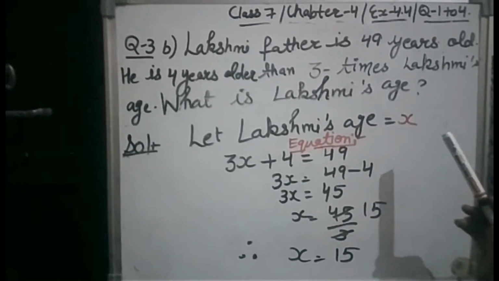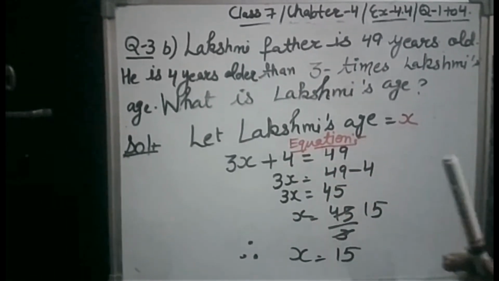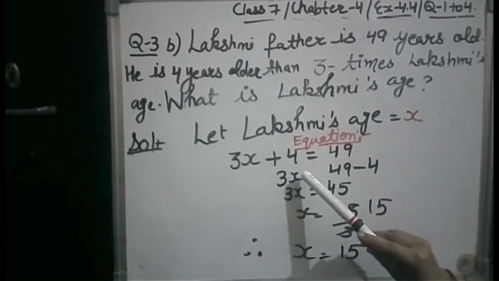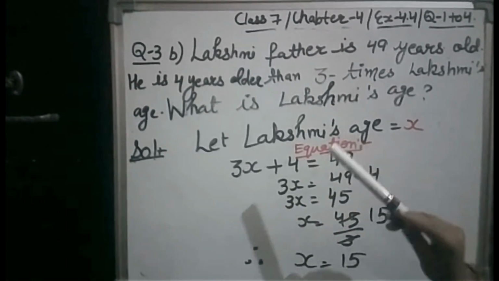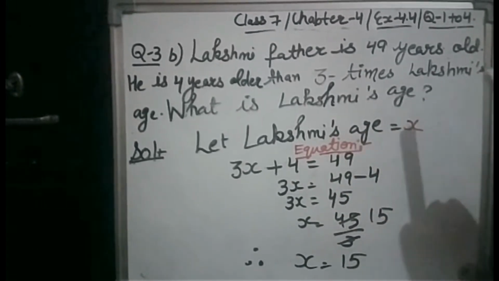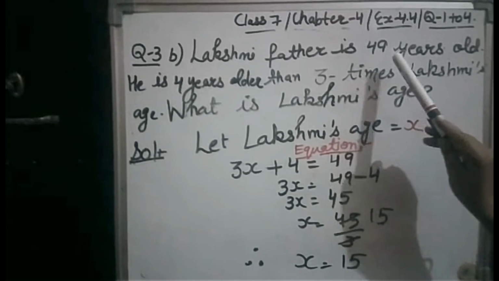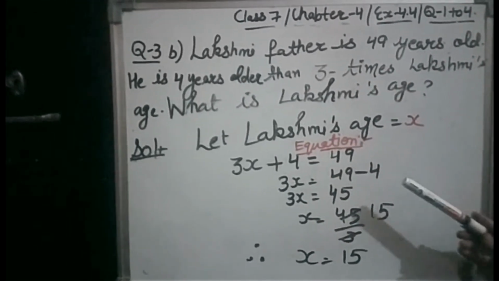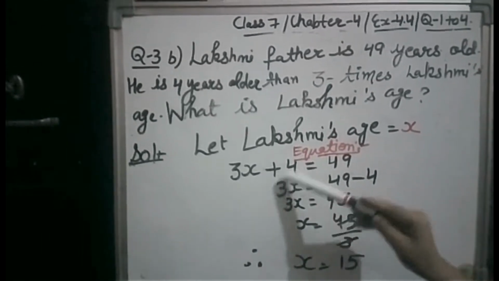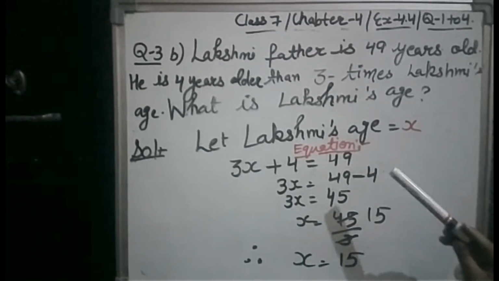Lakshmi's age would be X. So now according to the condition, the father of Lakshmi is 4 years older. Older means he is elder than Lakshmi. That would be add. Then 3 times Lakshmi's age. 3 times Lakshmi's age is 49. This is the total, meaning the present age is 49 only. Got it? So this is the equation.